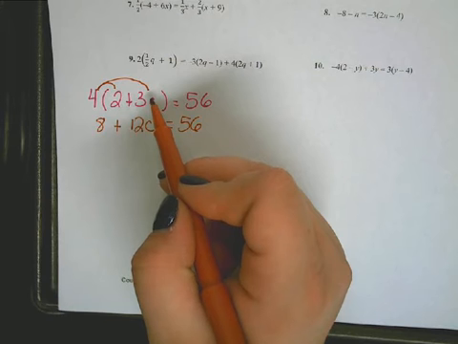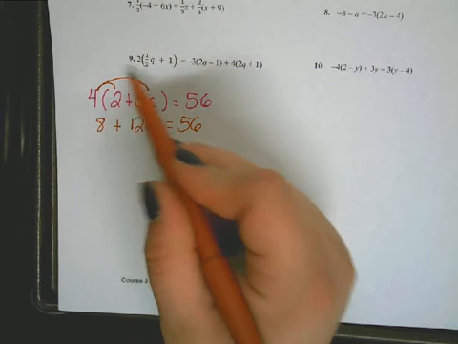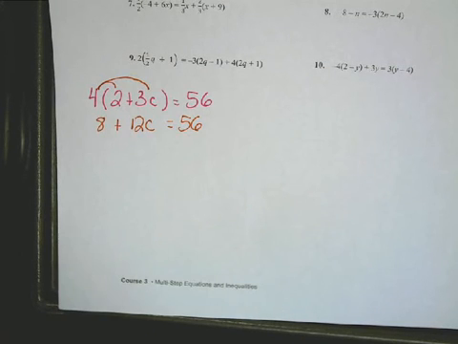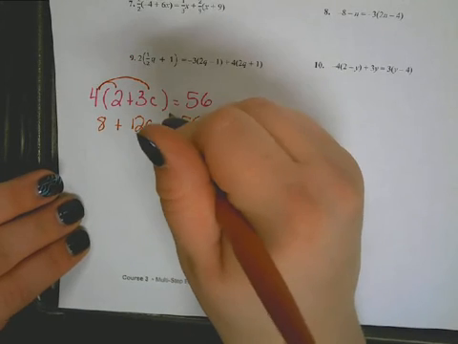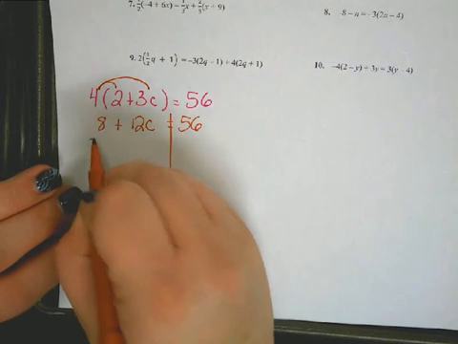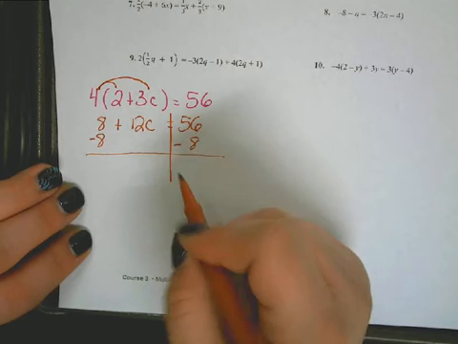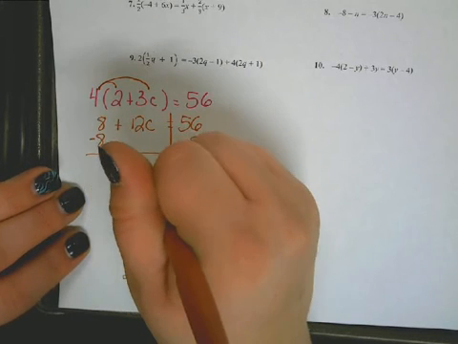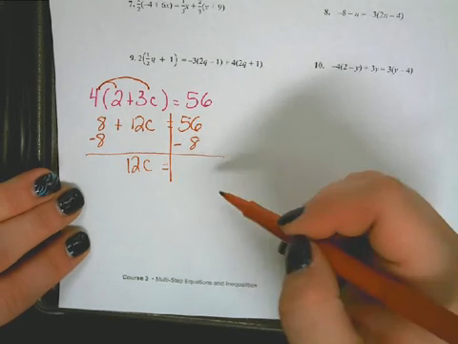So now I can draw my line and solve. So I need to subtract 8 on both sides because I don't have variables on each side. So this is just a two-step equation that you took a quiz on Friday. So I'm left with 12c is equal to 56 minus 8 is going to give me 48. Divide by 12, so c is equal to 4.